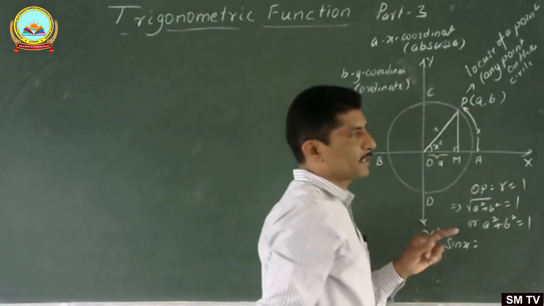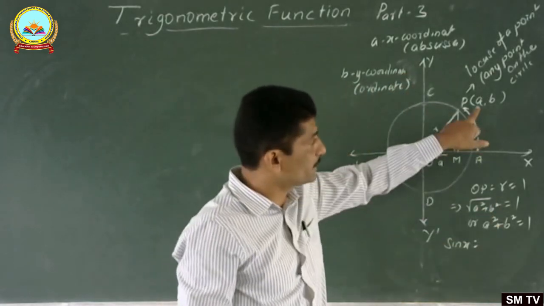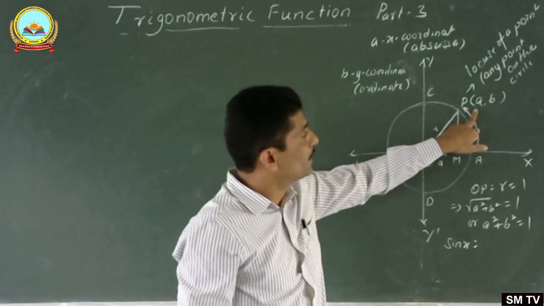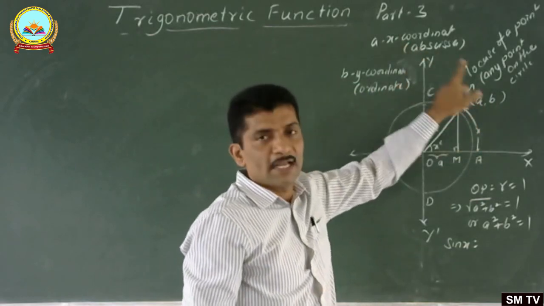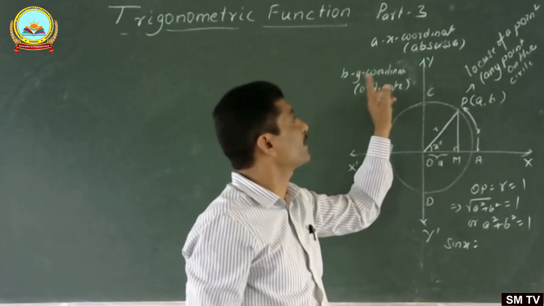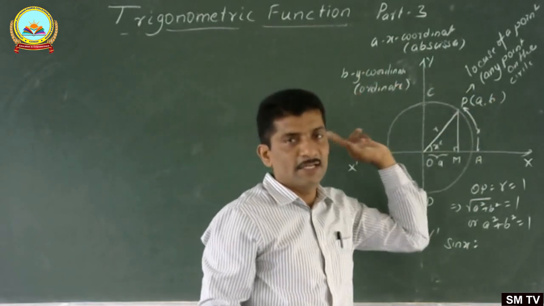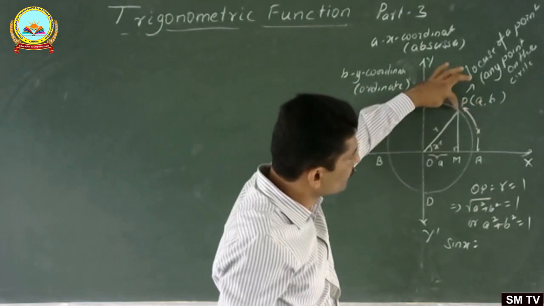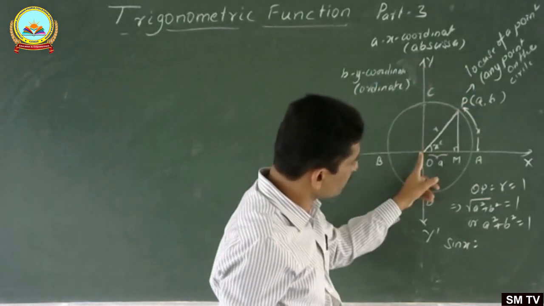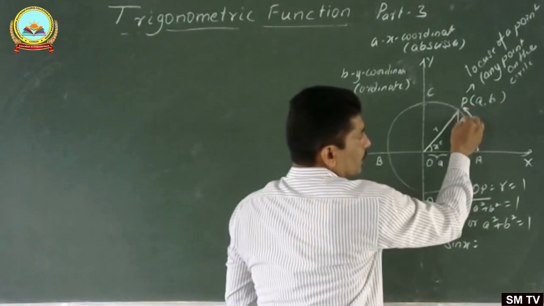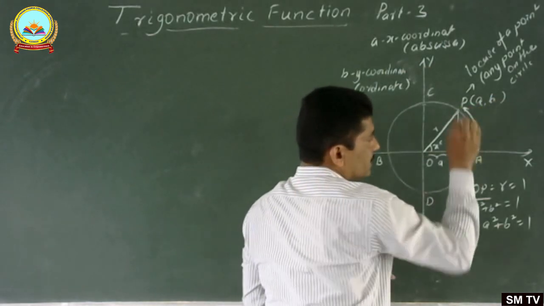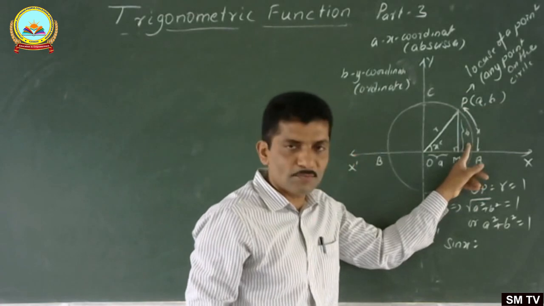Any point in a plane is always represented by the ordered pair (a, b). The first coordinate is called the x-coordinate or abscissa, and the second coordinate is called the y-coordinate or ordinate. Here, a is the distance from the given point to the y-axis, and b is the distance from the given point to the x-axis.